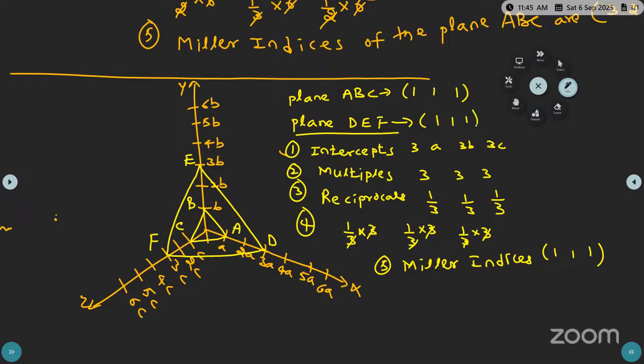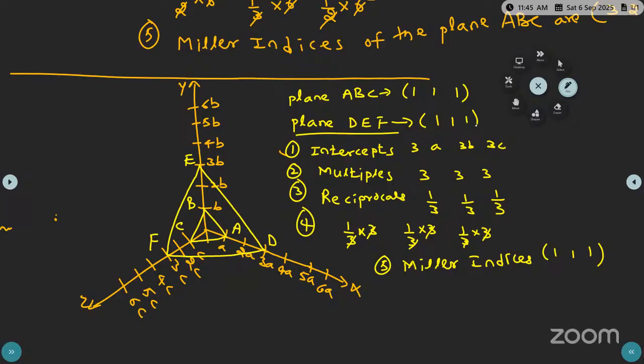Now what are the intercepts for these two planes? For this plane the intercepts are 1A, 1B, 1C, and for this plane 3A, 3B, 3C. Are these two planes parallel or not? Plane ABC and plane DEF are parallel planes because both have the same Miller indices. The intercepts of these two planes are different, but the Miller indices are the same. That means parallel planes always have the same Miller index value.